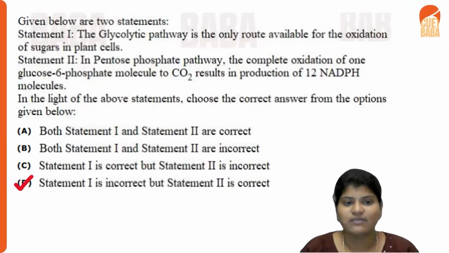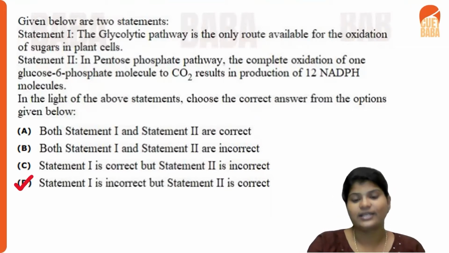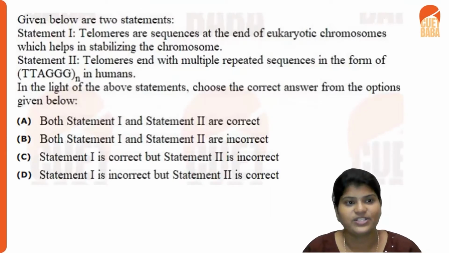Okay. And statement 2: the pentose pathway is a complete oxidation of glucose 6-phosphate, which results in the 12 NADPH molecules. So this statement is correct. So statement 1 is incorrect and statement 2 is correct. So option D will be the correct answer. Okay, and next we will move on to the next question.